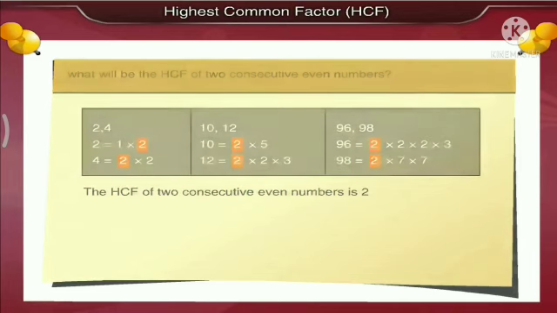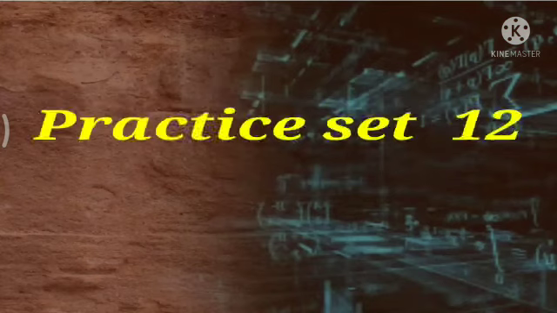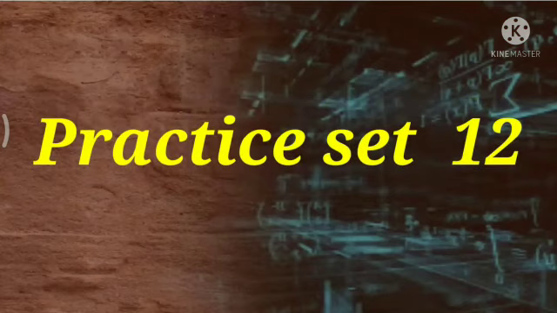Now next example, 5 and 7, 25 and 27, 33 and 35. These are all odd numbers. Understood? So what is the HCF for odd numbers? That is 1. Now let's see practice set 12.